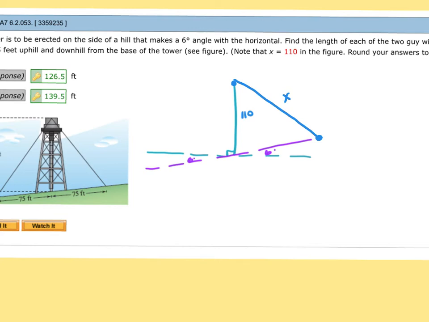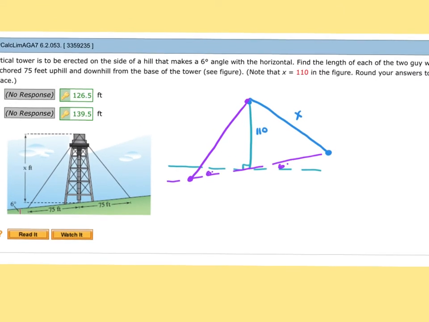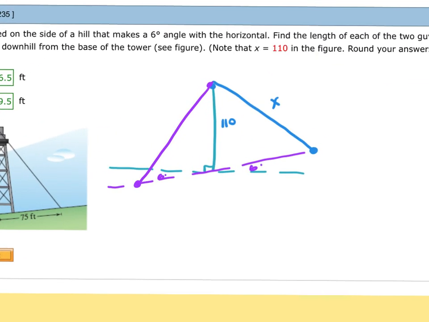Let me pause it. All right, so the blue one on the right is one of the wires, and then you'd have another one going the other way. And it says that they are 75 feet uphill, so this would be 75, and 75 feet downhill. So you basically have 2 separate triangles here, one on this side and one on this side. You want to find X and you want to find Y because you want to find the length of both of those wires.